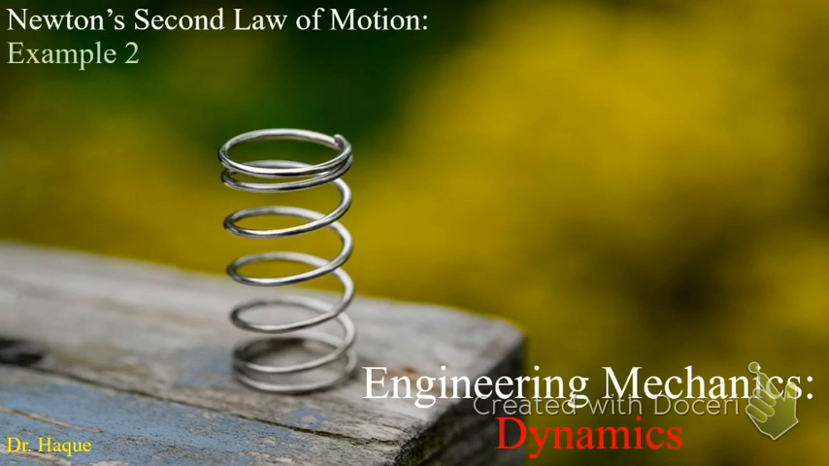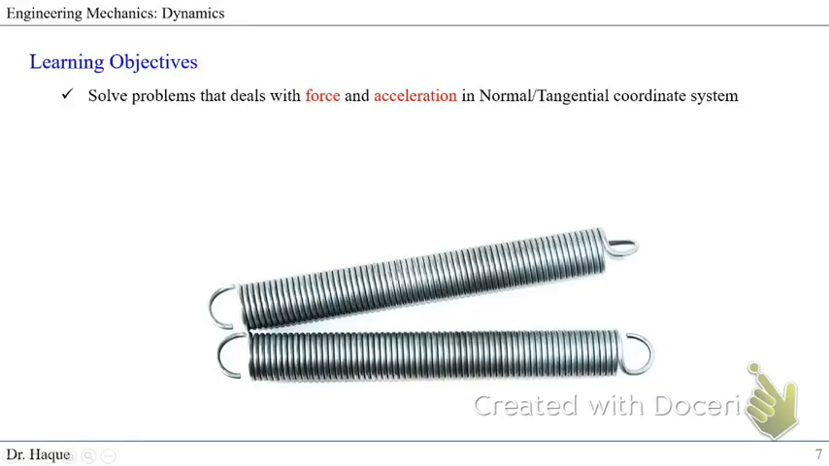Today we're going to solve the second example of Newton's second law of motion that we're working on. In this problem we're going to involve a spring, Hooke's law, where you have a spring constant. We're going to apply that concept, and also in Newton's second law of motion we're going to use tangential and normal components. So let's see what the problem is.